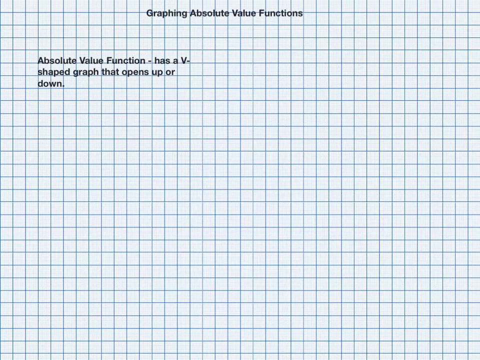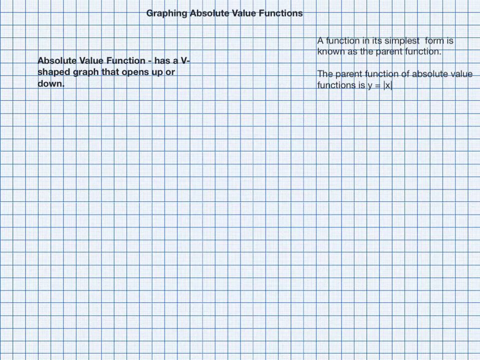In this video, I'm going to explain how to graph absolute value functions. You can work these problems along with me and feel free to pause as needed. An absolute value function has a V-shaped graph that opens up or down. A function in its simplest form is known as the parent function. The parent function of absolute value functions is y equals the absolute value of x.